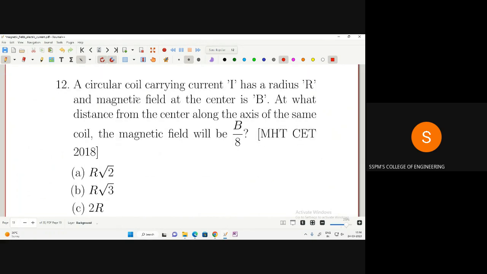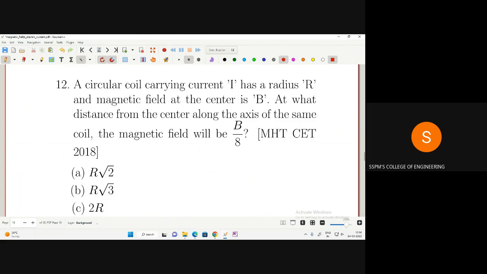Next one, 12th. It's a tricky question asked in the recent MHT CET exam 2018. काय दिलेलं आहे? A circular coil carrying current I has a radius R and magnetic field at the center is B. At what distance from the center along the x-axis of the same coil the magnetic field will be B by 8? आता हे डेरिव्हेशन बुक मध्ये दिलेलं आहे. मी काय डेरिव्हेशन मध्ये जात नाही.